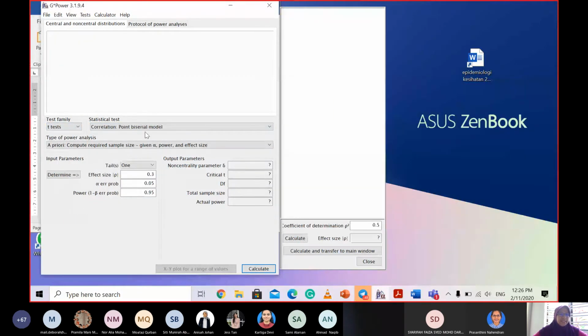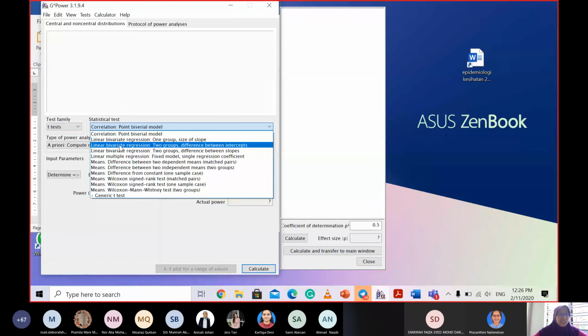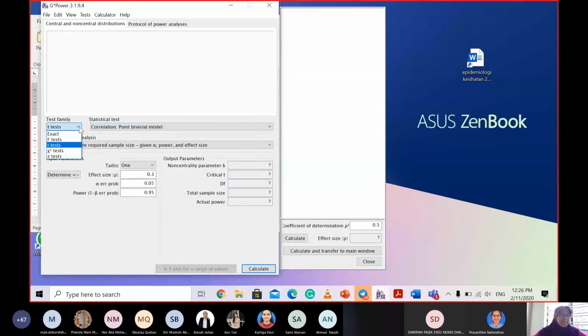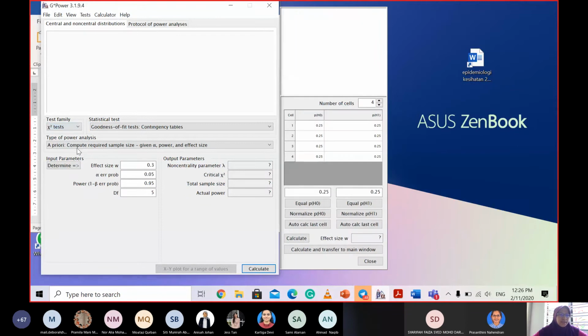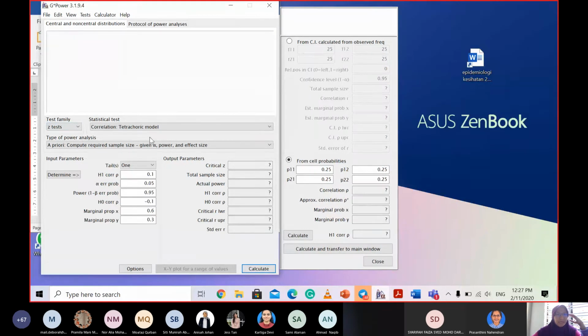Okay, T test. Under T test we have correlations, bivariate regressions, the mean difference, two means, independence, Wilcoxon, Mann-Whitney test. That one is under T test. The chi-square test, if you're doing goodness of fit test, different tests. Okay, there are so many tests here. Actually, I myself am not very expert in all the tests.